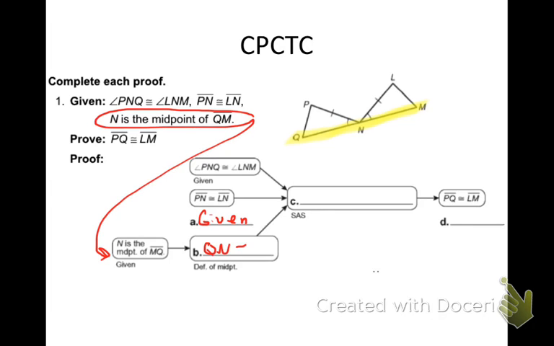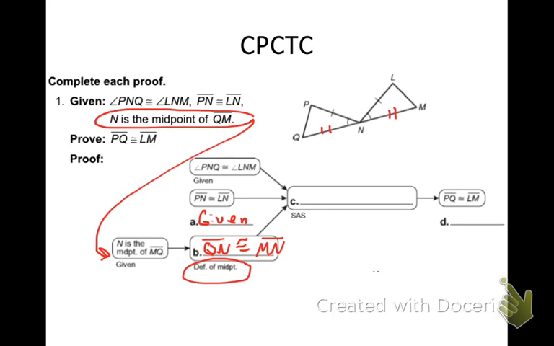QN is congruent to what? MN. How do I know that? Because that's just the definition of a midpoint. Do we all agree that's what a midpoint means? It cuts it in half. The two sides are equal. That's my reasoning. So I know that these two sides are equal now.